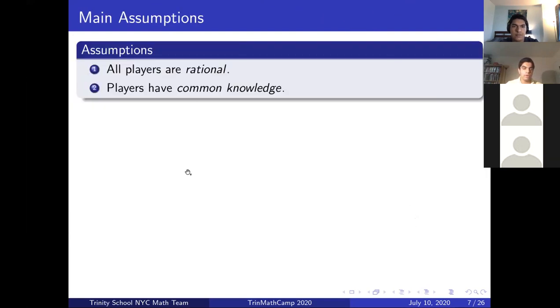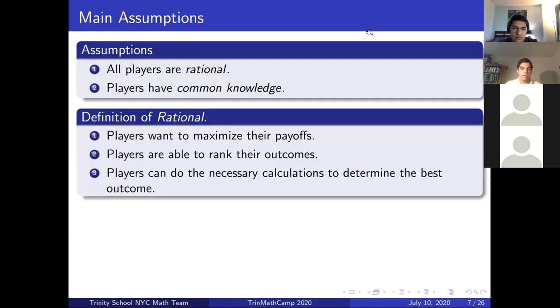Okay, so there are a couple of assumptions that we do make as we study game theory, and these assumptions are very, very important. The first assumption is that all players are rational. And the second assumption is that players have common knowledge. And so what do these terms even mean? I think most of you have at least an idea of what rational means.